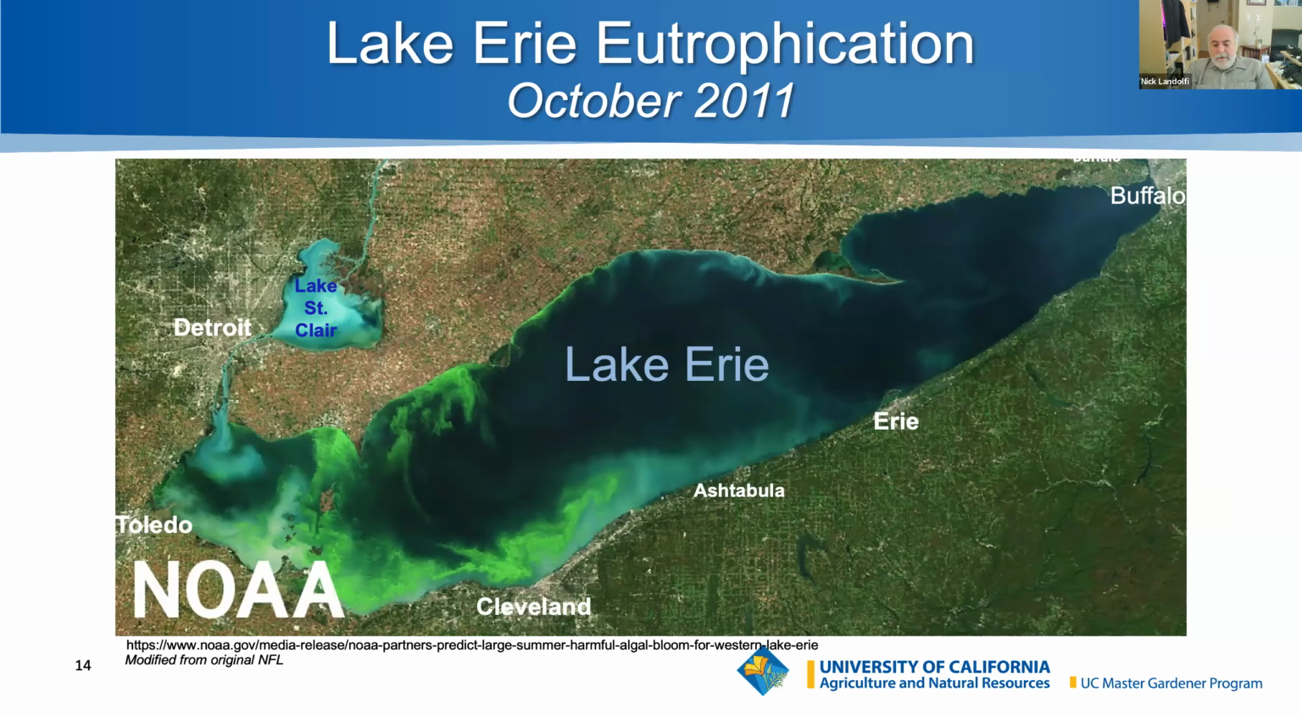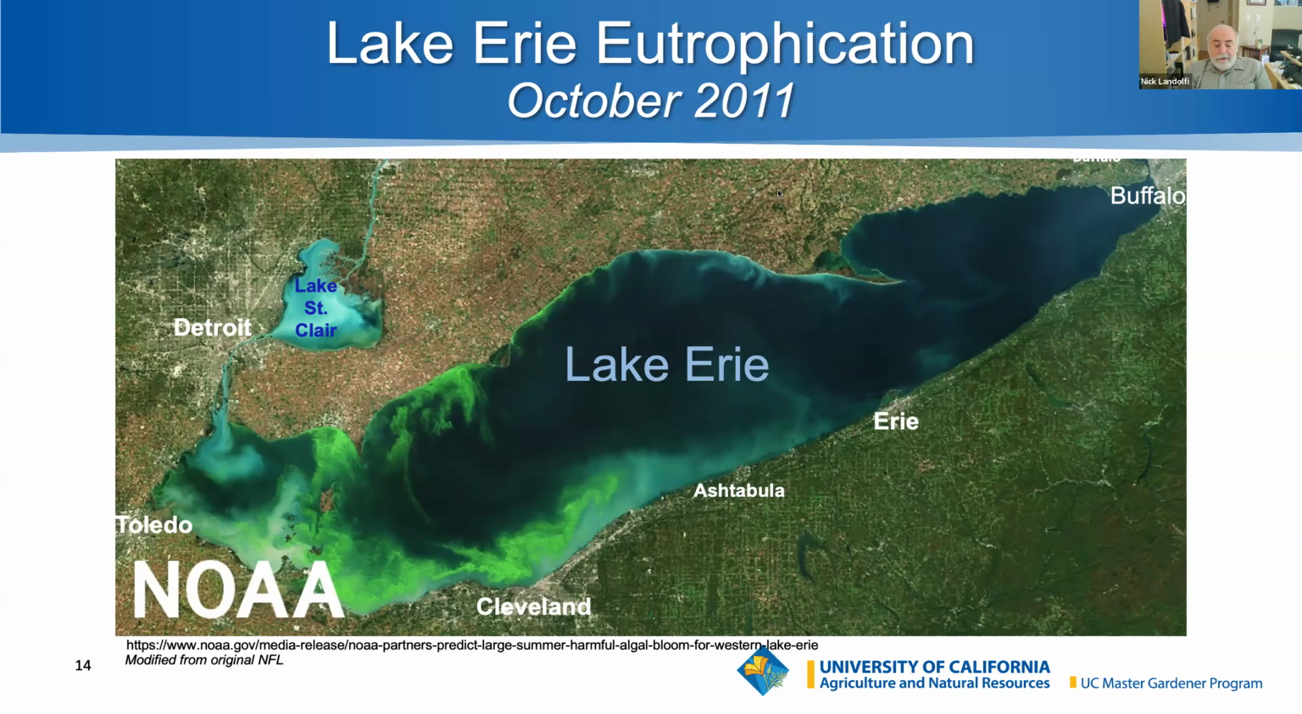Eutrophication does not only occur in small bodies of water. This is a satellite image of Lake Erie from 2011, a year in which it experienced a significant eutrophication event. The lake is 250 miles wide, and you can see the extent of the algal growth nourished by runoff from the northern coast of Ohio on the south side and the southern coast of Canada on the north.